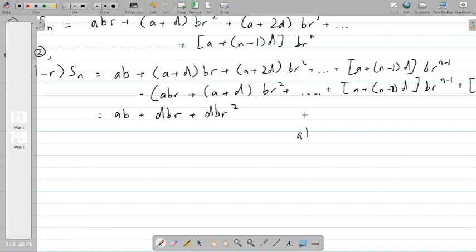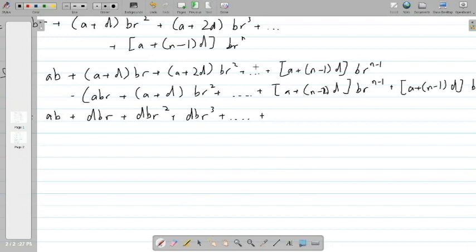So let's write that out: a plus 3d br cubed minus a plus 2d br cubed, right? Because we multiplied in r. Now, these two are going to cancel out, and this is going to be left with dbr cubed. And you can see that this is going to continue as a pattern, extending all the way out to this. We're going to be left with dbr to the power of n minus 1, and then we're going to subtract off this last term, a plus n minus 1 d br to the power n.